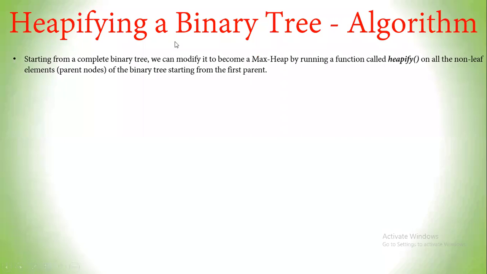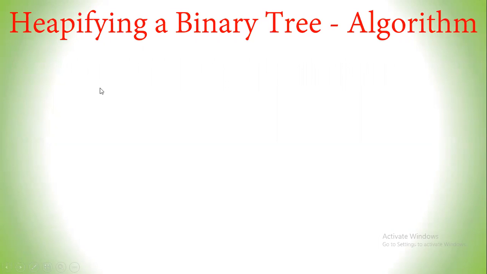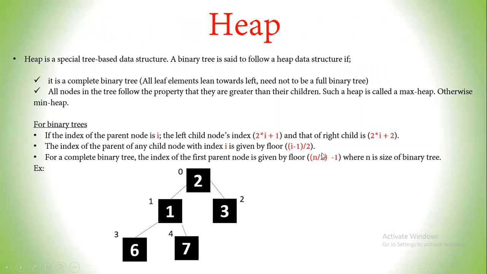So we can modify a given binary tree to a max heap by using a function known as heapify. And heapify is called for all non-leaf elements, or in other terms, parent nodes of the binary tree, starting from the first parent. So how to do that? This is how we are going to do that. If you understand the binary tree, you must be able to understand that. Since we are calling the heapify function for all parents, I told you that the first parent is given by n/2 minus 1, then the second parent n/2 minus 2, the third parent n/2 minus 3, up to 0. 0 is the last parent, the root node.